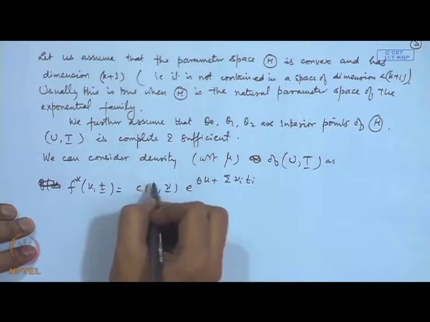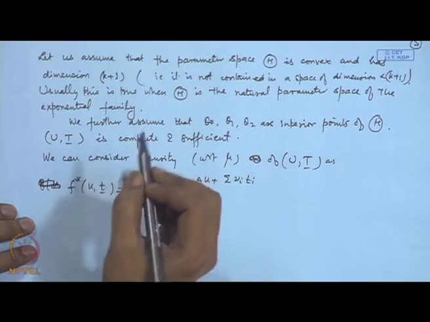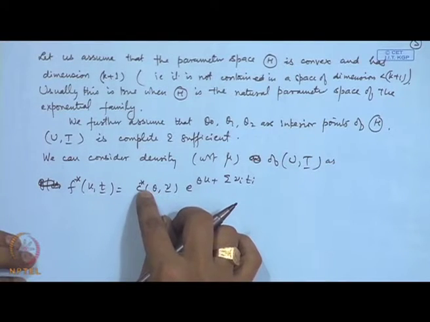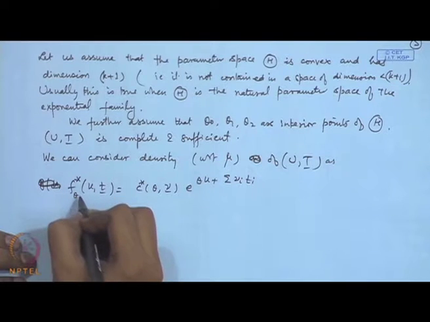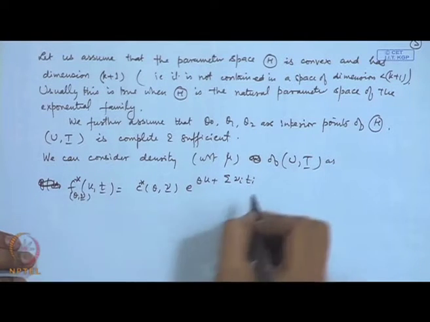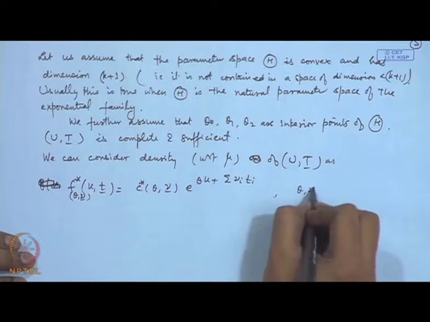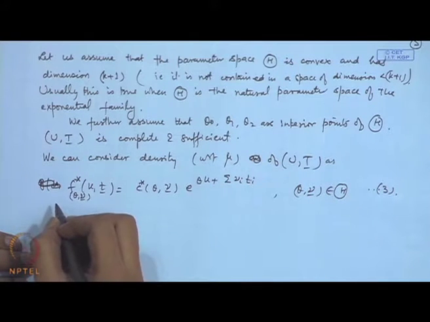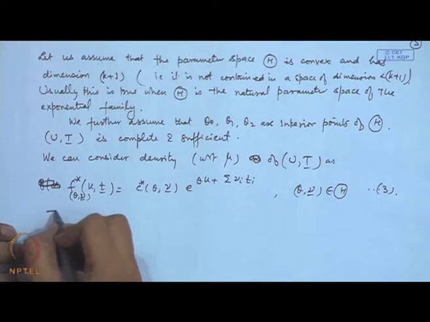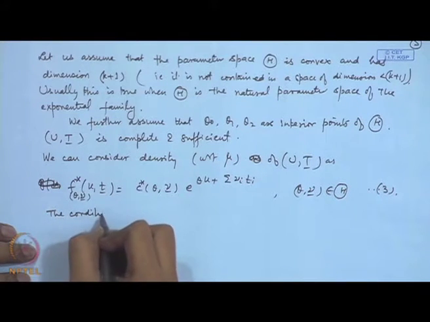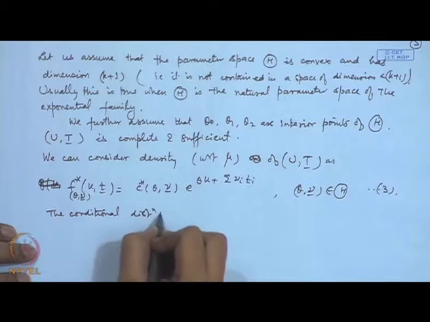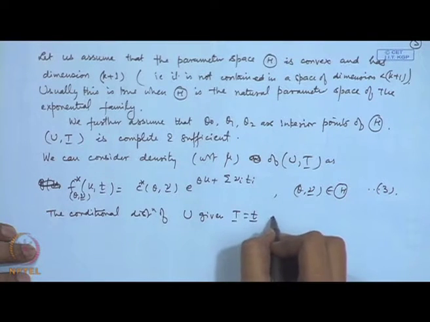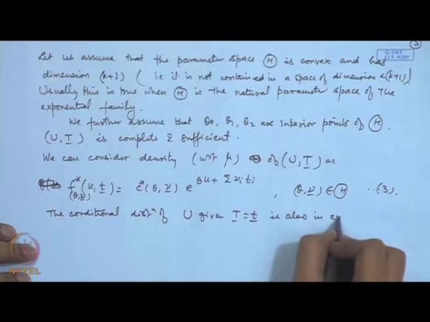This constant may change here, so I will put c star. Earlier I have written c in the case of the f density. So, here I change it to c star, and of course the parameters theta and nu are occurring here. Theta and nu belong to theta. The conditional distribution of U given T is equal to t is also in the exponential family.